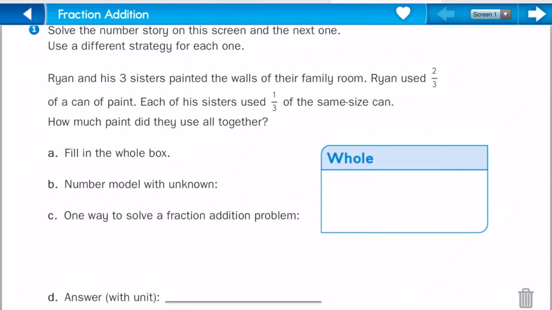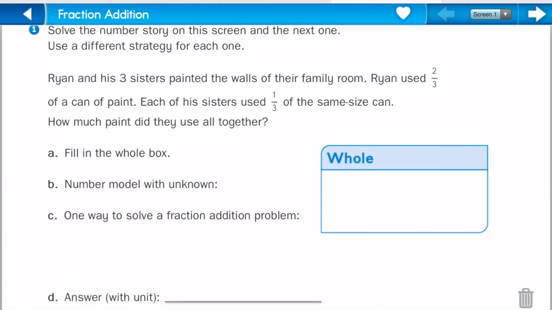So, today we're going to solve number stories involving the addition of fractions referring to the same whole and having like denominators. We learned on Tuesday about having the whole, and so today we're going to work on addition problems. Here are the directions. Solve the number story on this screen and the next one using a different strategy for each one. Okay, so fill the box with the whole is the first.